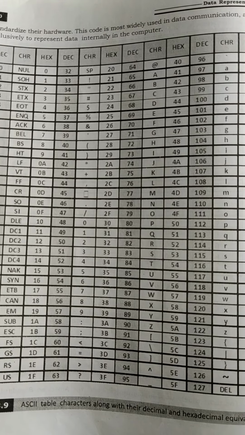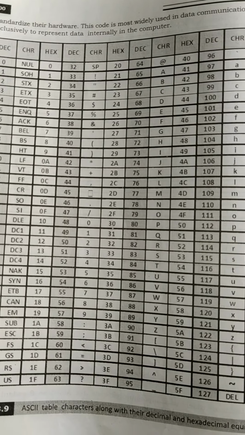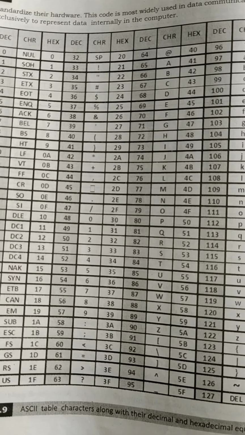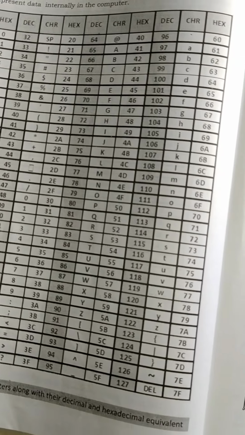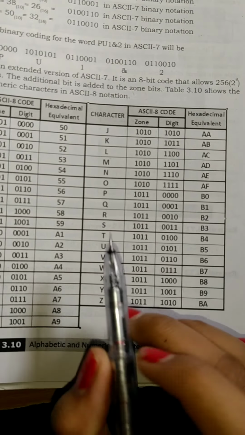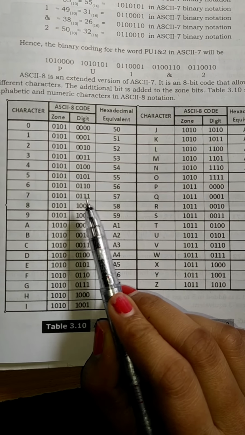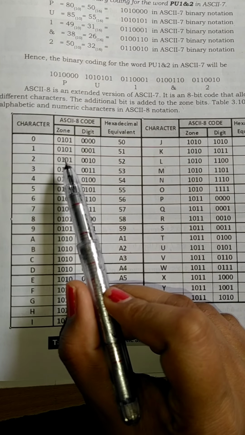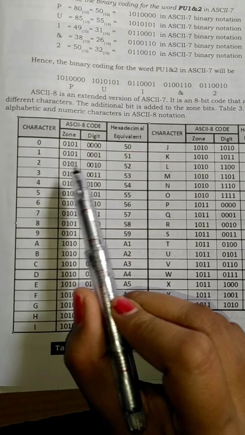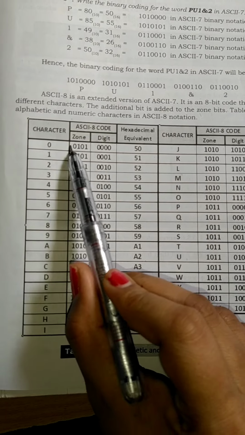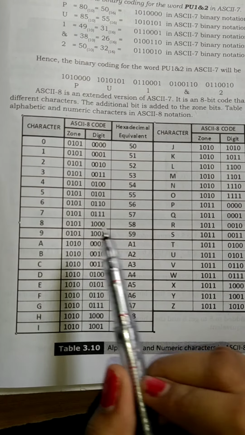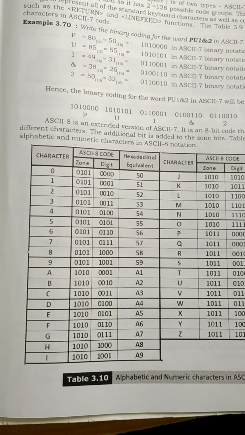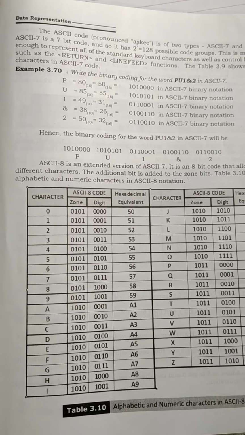And ASCII 8 is 2 to the power of 8. Okay, so it is going to represent more numbers, and you can see here the ASCII 8 code has a zone along with a digit. So the 8 bits are grouped into two parts of 4 bits each. Okay, so this is regarding ASCII.